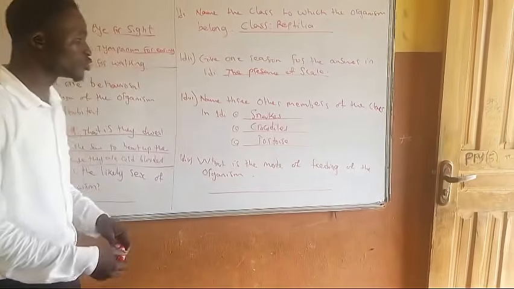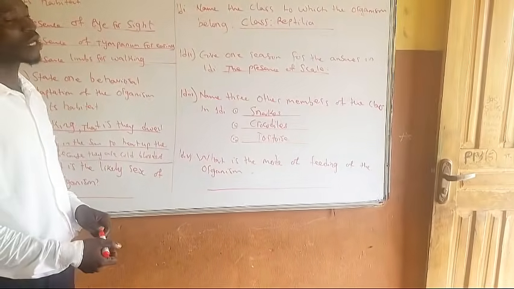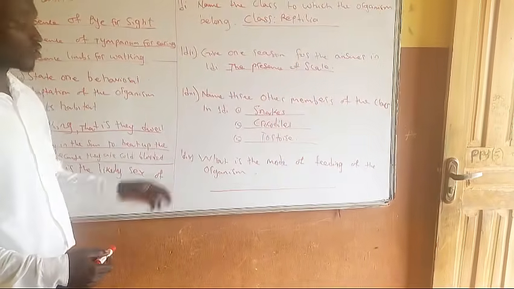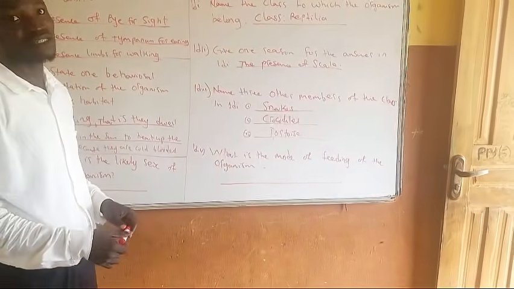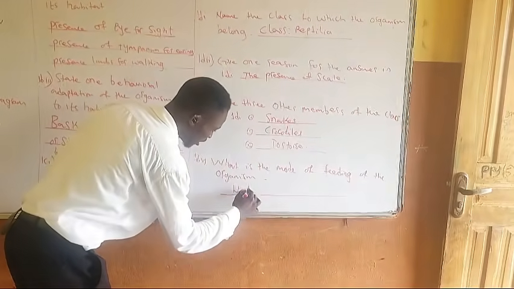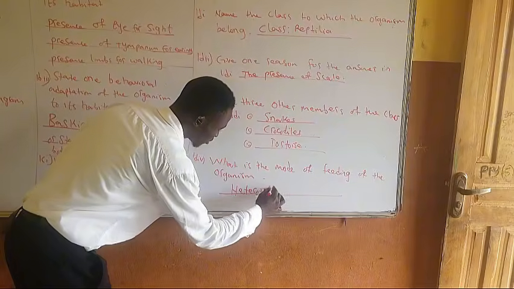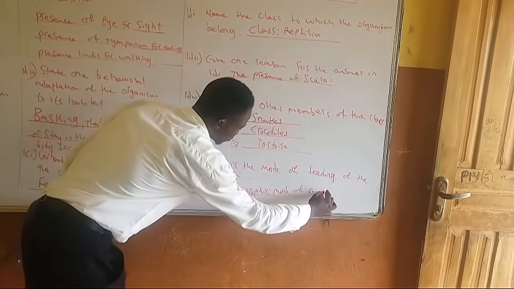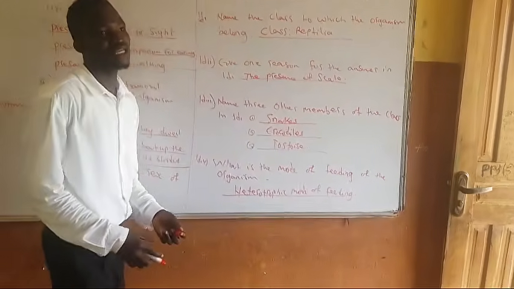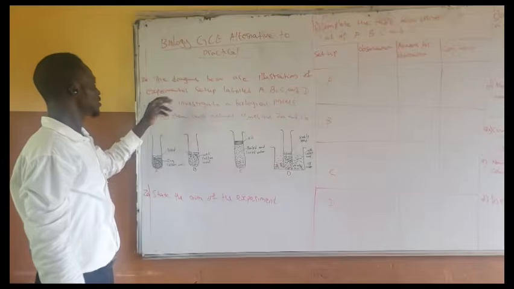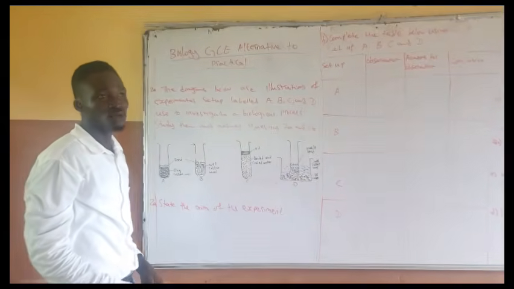And so what is the mode of feeding in the organism? You have two basic forms of feeding: autotrophic and heterotrophic. These ones feed directly on other organisms, so they are heterotrophs. Or you say heterotrophic mode of feeding. Do we get it? So this is just number one of the question. Let's move to number two. There we go.